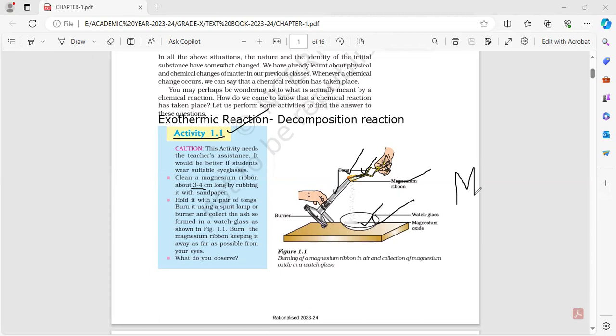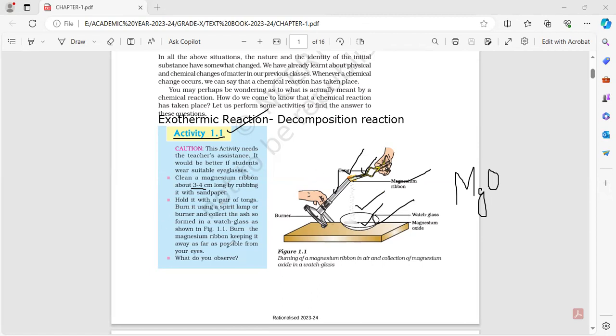What is the chemical formula of magnesium oxide? MgO. Is it acidic or basic? It is basic. How do we come to know? By using litmus paper, red litmus paper. That activity is explained in the video, so please watch the video. And after that, what is the color of magnesium oxide? White.